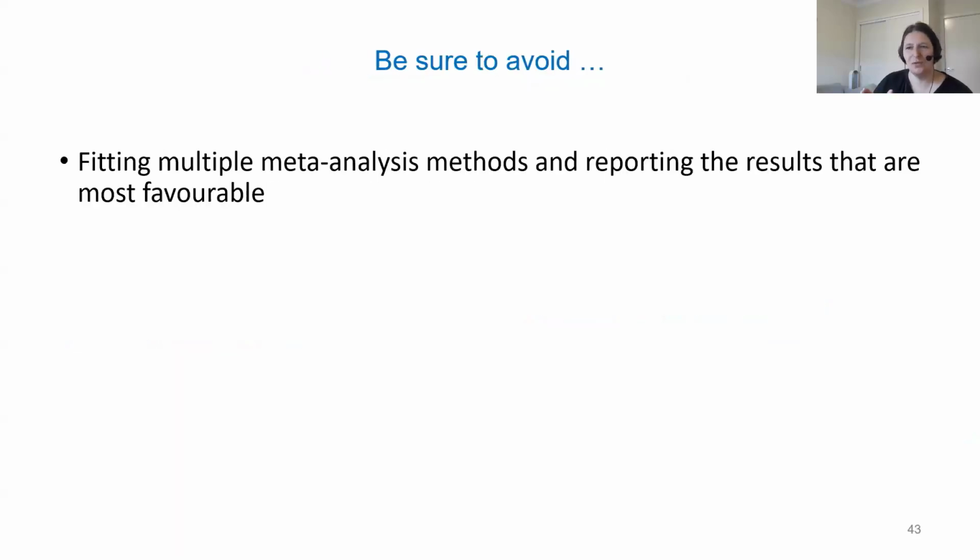I guess be sure to avoid fitting multiple meta-analysis methods and reporting the results that are most favorable to your review story. Historically, with RevMan, we only had one random effects method, with the DerSimonian-Laird estimator and the Wald-type confidence interval. So that really prohibited selecting amongst different random effects methods. Now that we have multiple available, you need to be very careful about pre-specifying what you'll do and following that plan. Of course, there can always be circumstances where you can end up with some unusual results.